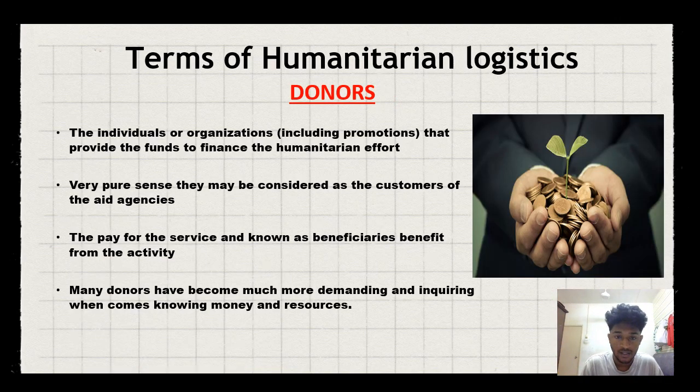Now I would like to talk about the terms of humanitarian logistics, which is donors. Donors are individuals or organizations, including governments, that provide the funds to finance the humanitarian effort. In a very pure sense, they may be considered as the customer of the aid agency, as they pay for the service, although the beneficiary benefits from the activity. And last but not least, many donors have become much more demanding and inquiring when it comes to knowing what happened to the money and resources they provide.